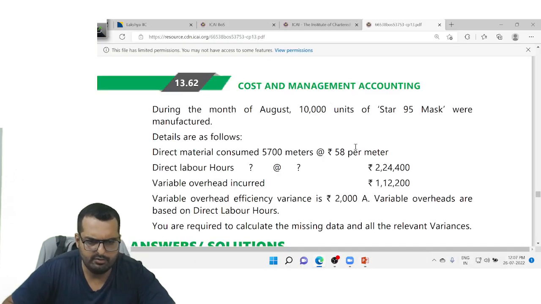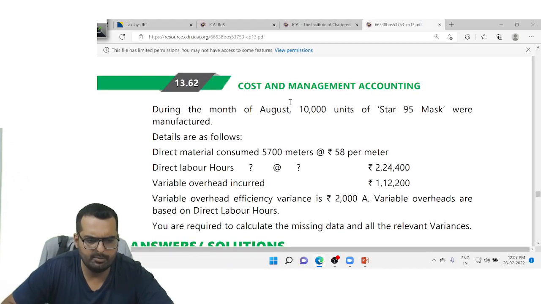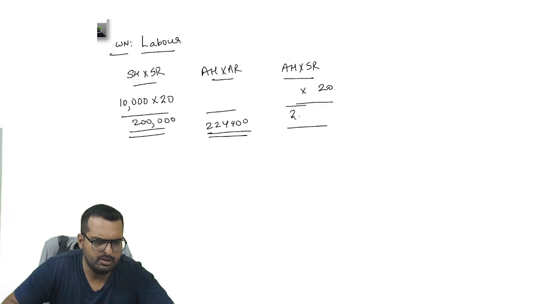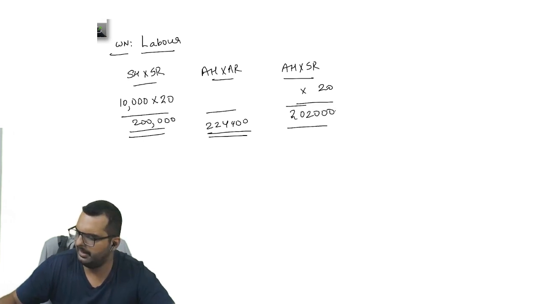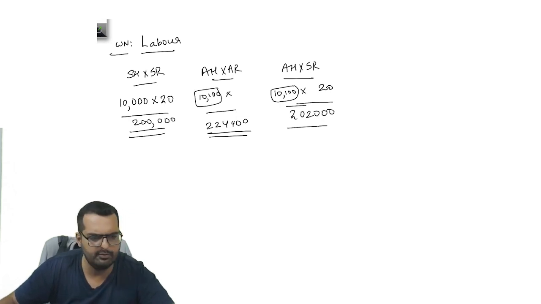And here we have to work out what is the number. For that, down they have given the efficiency variance. That is 2,000 adverse. This is 2 lakh, and this is 2,000 adverse, so this will become 2 lakh 2,000. Am I right? If I'm going wrong, let me know. I'm doing it quickly, so arithmetically I might go wrong. You'll get this as 10,100. The moment you get this 10,100, you can easily find out the AR also, 22.21.